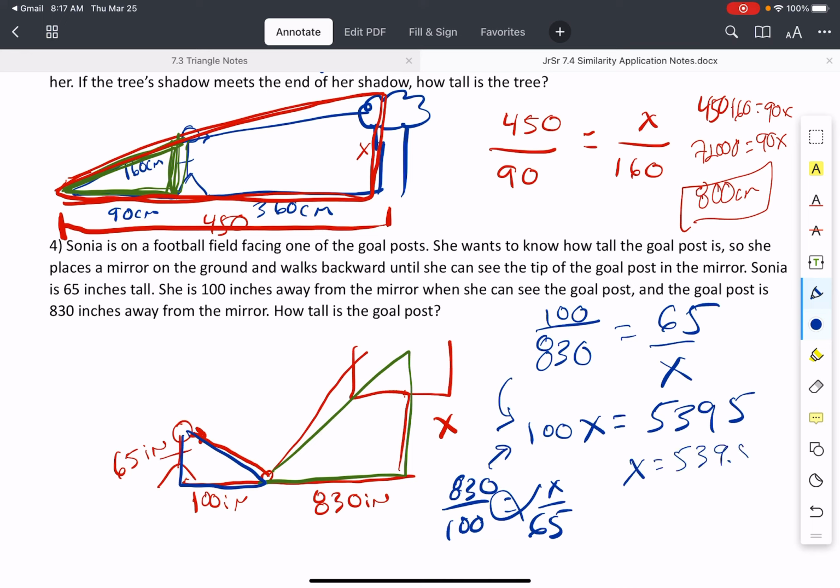What if I did 65 over 100 and then x over 800? That would work too. Yeah, once you cross multiply, you're going to end up with the same equation. Oops, I think I did my decimal wrong. No, that was right. 5395. Okay, perfect. 53950 divided by 100 is 539.5 inches, and don't forget your unit of measure, okay?